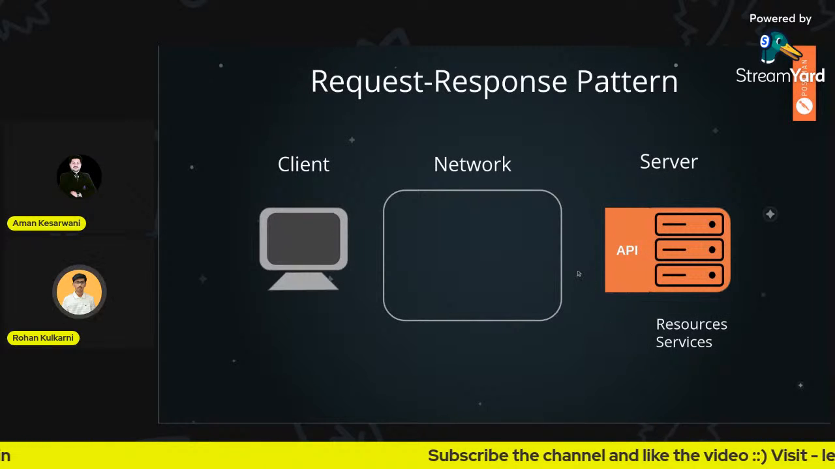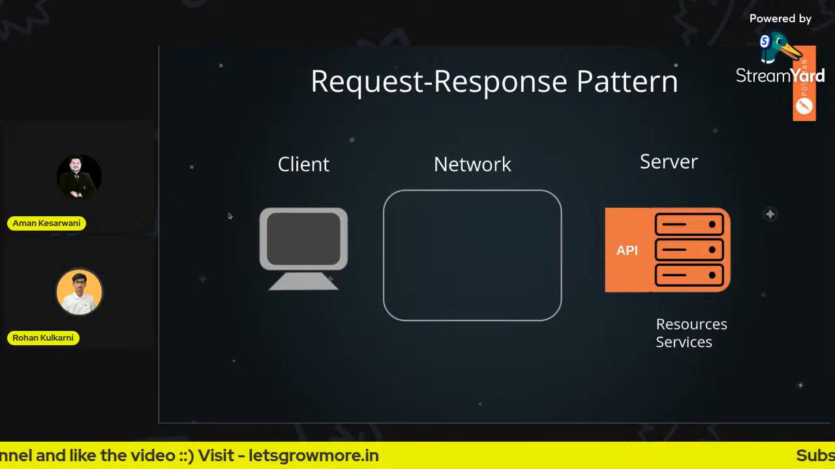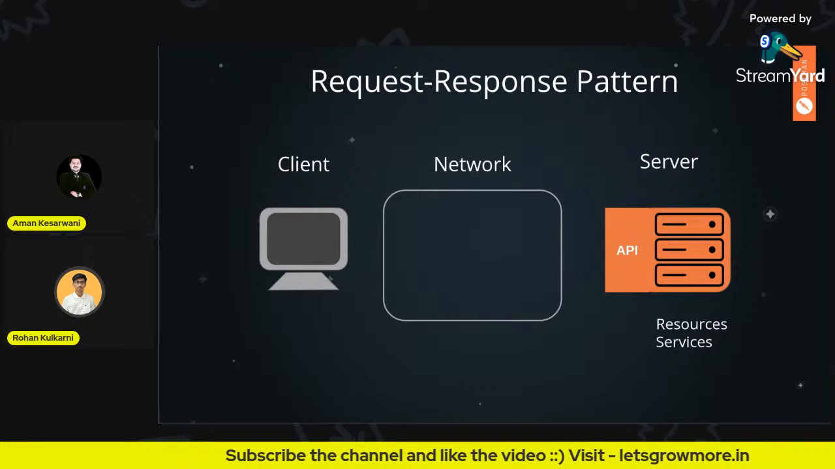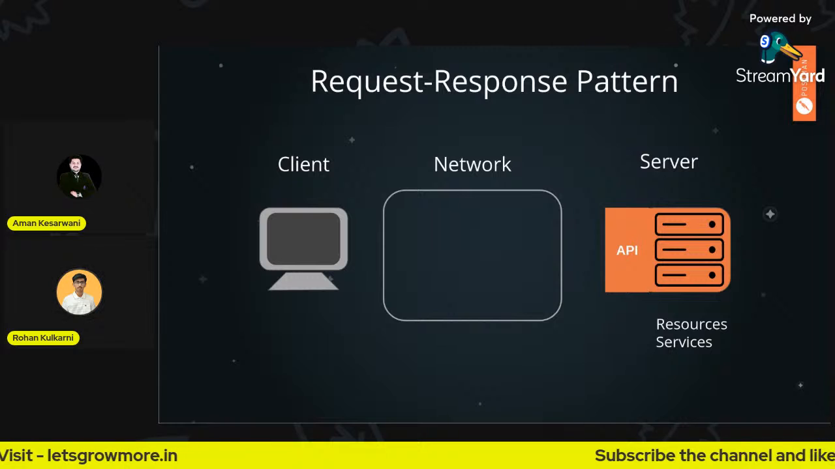Okay, so the client is our computer. It can be our laptop, it can be our mobile, anything. In short, the browser is also called a client because the request is sent from the browser itself. Network, in the sense, is any LAN network or Wi-Fi network through which you are connected to the internet. And the server is present somewhere at the cloud, from where the API is being served.